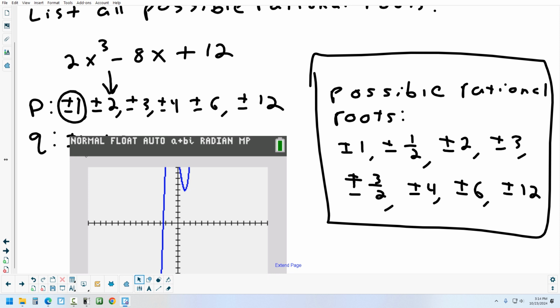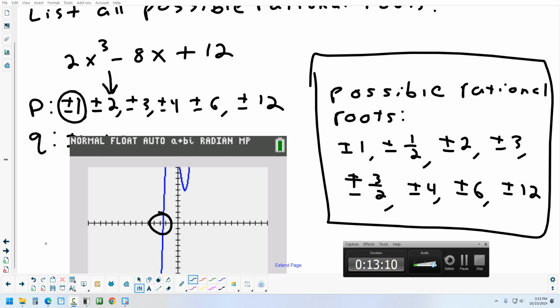Those are our rational roots. It's just that they're all eliminated, which means this root is probably what kind of number? Irrational. It's irrational, yeah, because it's not in this list. So whatever it is, it's a number that cannot be written as a fraction. Got it. So irrational.